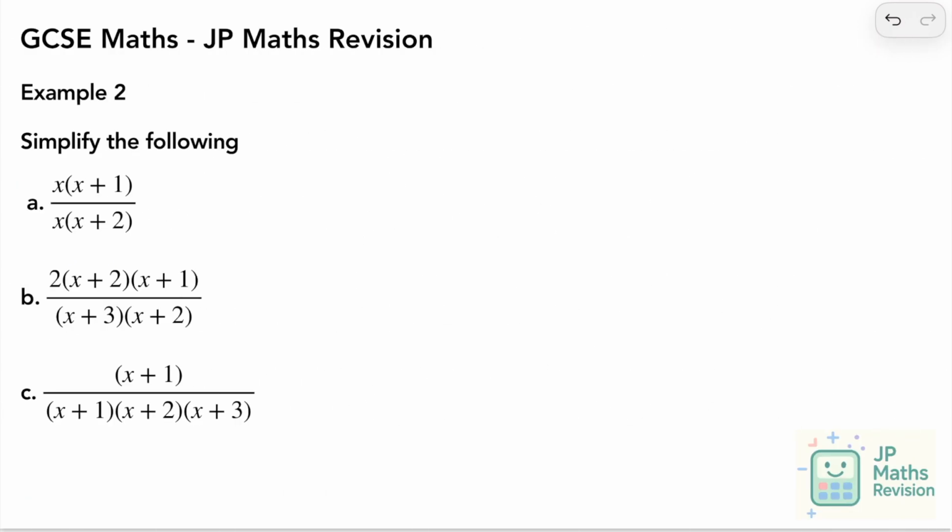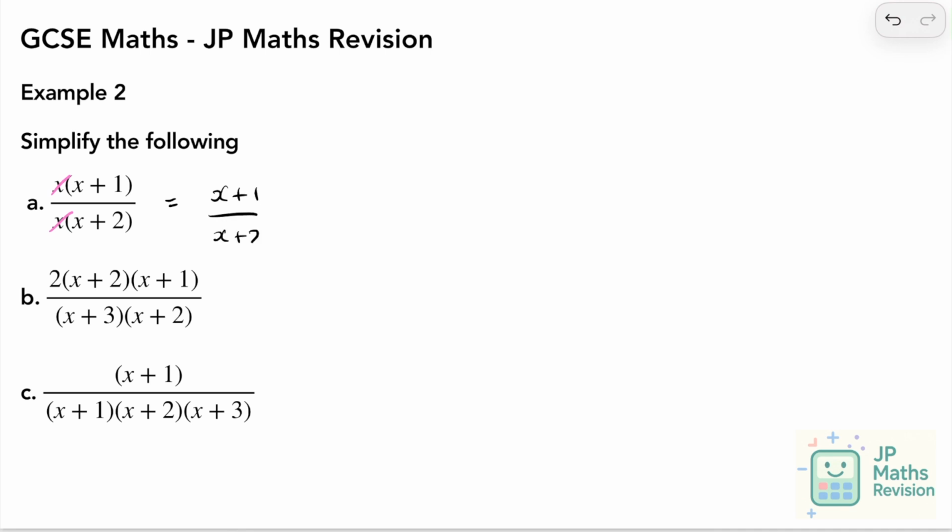So here's another example. This time we need to simplify the following fractions. The first one, we have x bracket x plus 1 over x bracket x plus 2. What this essentially means is x times x plus 1 and x times x plus 2. So the common factor you can see is going to be x, because on the top and the bottom you multiply by x. So the x's cancel on the numerator and the denominator, and we're left with x plus 1 over x plus 2.